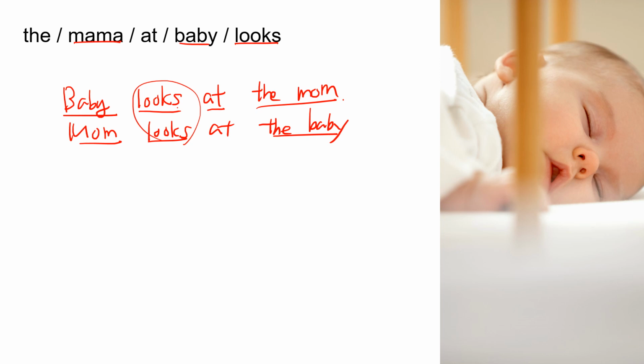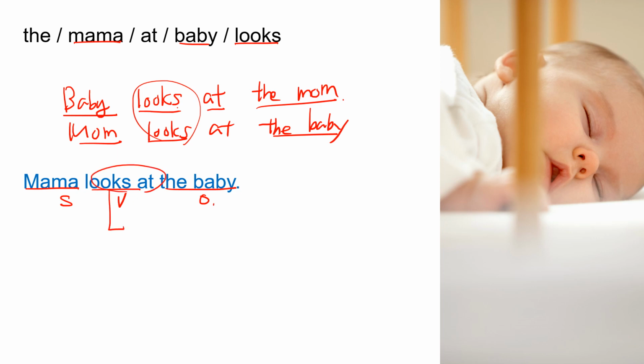But in the story, we have mama looks at the baby. So we're going to use this sentence. Mama is the subject. Looks at is a verb. And then the baby is going to be the object. So when you read this part, you can pronounce it looks, and then at. Looks at. Mama looks at the baby.